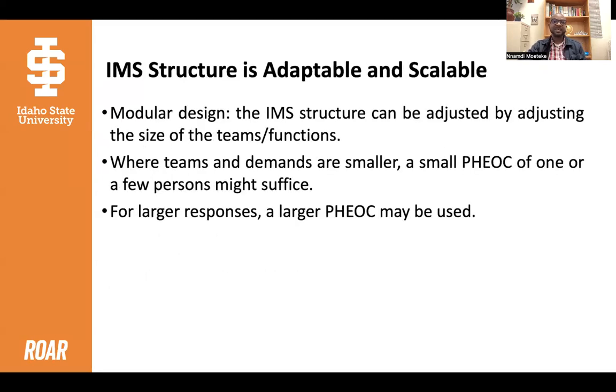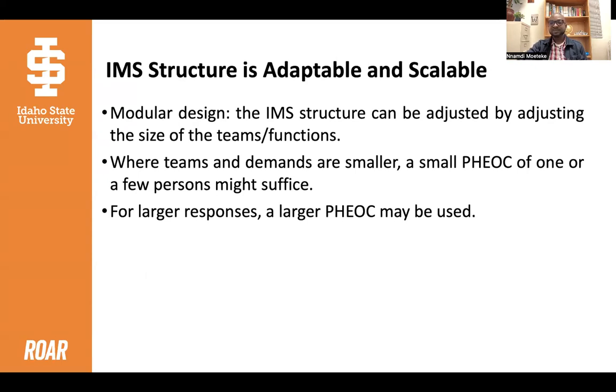Like we've said earlier on, the IMS structure is adaptable and scalable. So each incident will be different depending on the location, the type, and potential impacts of the threat. And so the modular design of the IMS means that the structure can be adjusted by adjusting the size of the teams for each of the functions.